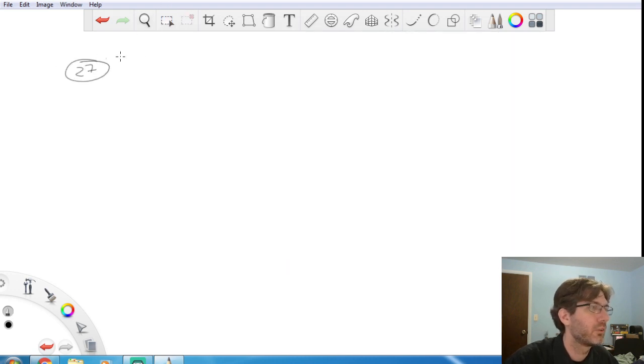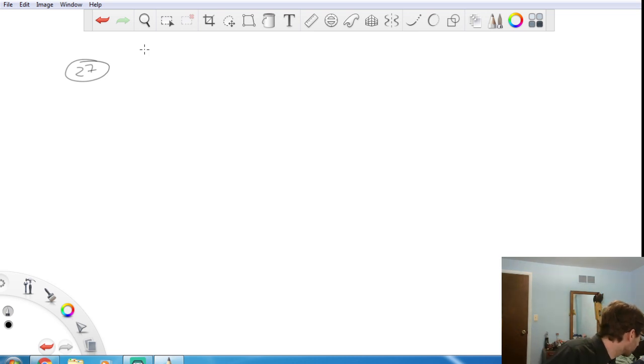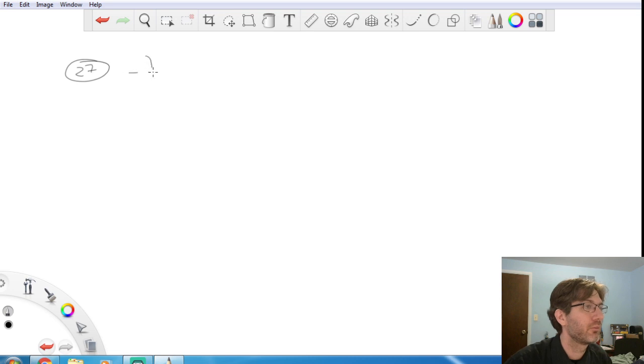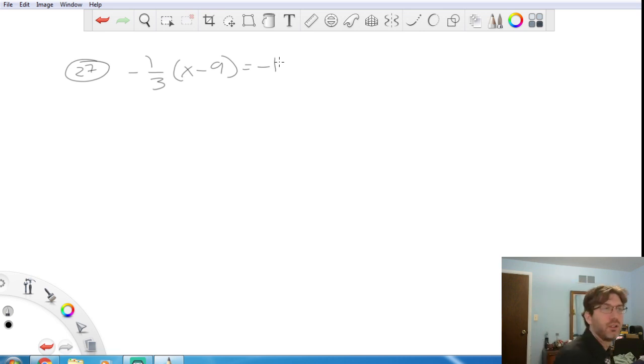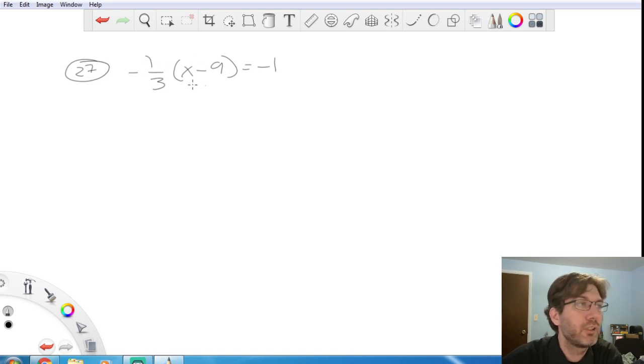So we can look at 27. We have negative 1/3 times x minus 9 equals negative 1. In this case, we have that distributive property. Note the parentheses being multiplied by a number out front over addition or subtraction here. So we are going to distribute the negative 1/3.